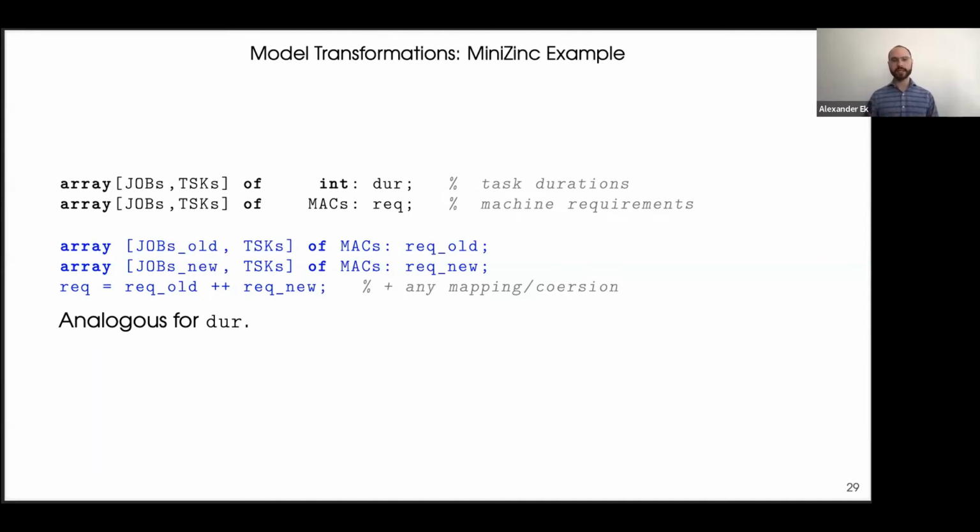And I'm cheating a little bit here. It's not as simple as just doing requirement old plus requirement new. There is a lot of mapping and coercion going on here to make sure that the right object refers to the right thing, right? But that wouldn't really fit in the slide. So just remember that there is some extra mapping and coercion going on there. And this is analogous for the duration array.